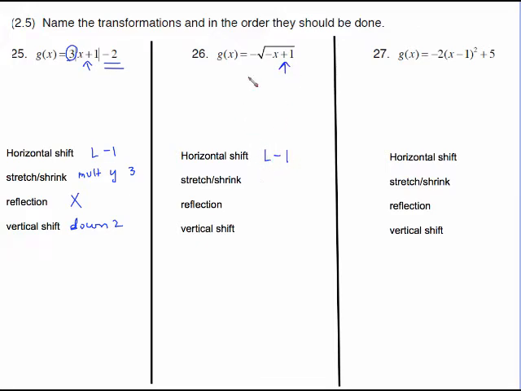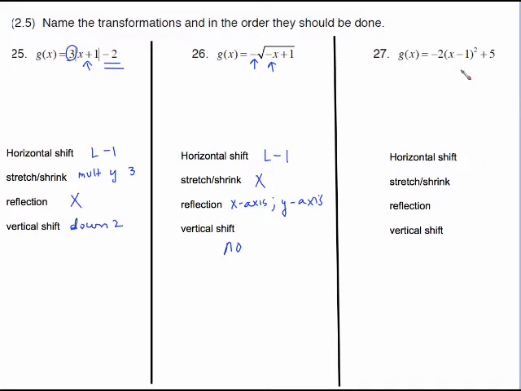Stretch or shrink refers to a number that's out in front of here. There is no number out here, so there is no stretching and shrinking. Reflection: the negative in front of the radical tells me that I'm going to reflect over the x-axis for that one. But we also have a negative inside that's in front of the x here. That means we're going to reflect over the y-axis. So the negative on the outside is what told us to reflect over the x-axis. The negative inside reflects over the y-axis. There is no vertical shift.